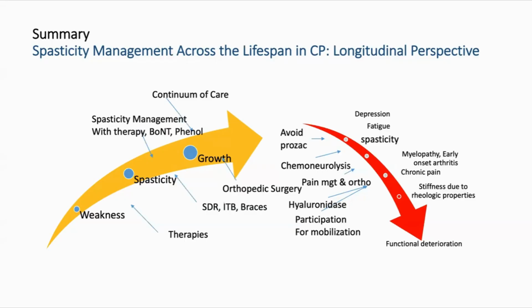And they start to develop pain because of early onset arthritis, myelopathy, and they have chronic pain issues, which should be addressed and treated. And they also have rheologic phenomena from the decreased mobility. And all these things have to be addressed to maintain their function.